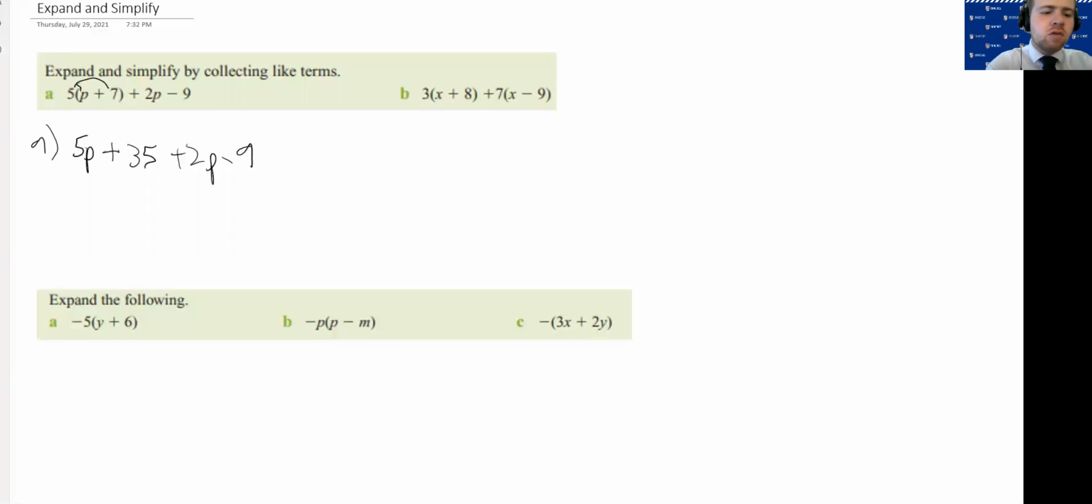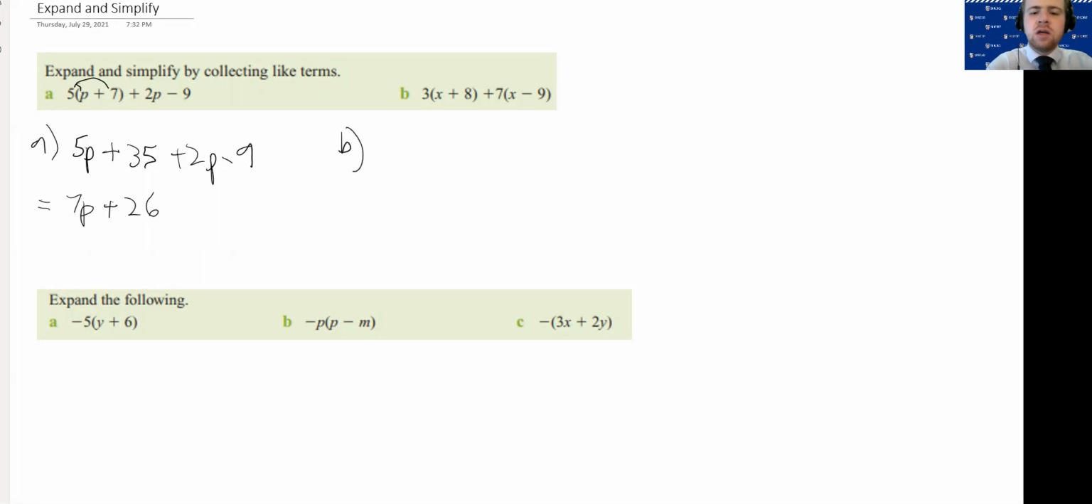Okay, but then once we've written this down, we can see that I've still got more work to do. I can collect like terms. I've got 5p plus 2p, which is 7p. And then I've got 35 minus 9, which is going to be plus 26. Okay, so we expand, and then we look at what we were left with and simplify that.